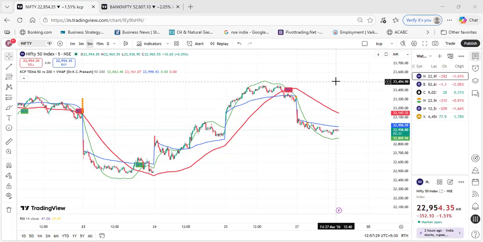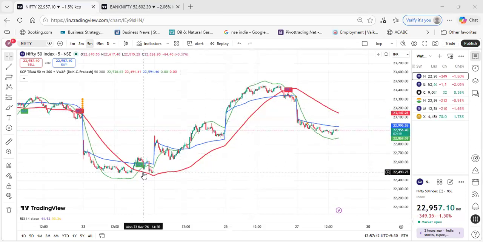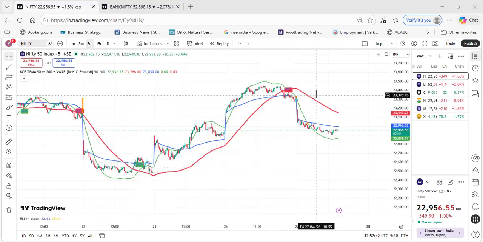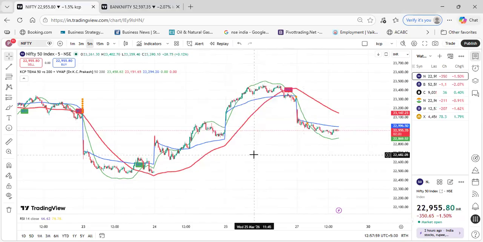This setup uses only two lines, that is TEMA 50 and TEMA 200, along with VWAP as an institution line. Whenever the 50 TEMA crosses above the 200 TEMA, it is a buy signal, and whenever the 50 TEMA crosses below the 200 TEMA, it is a sell signal. So there is no confusion, no guesswork, only two lines with the help of VWAP.